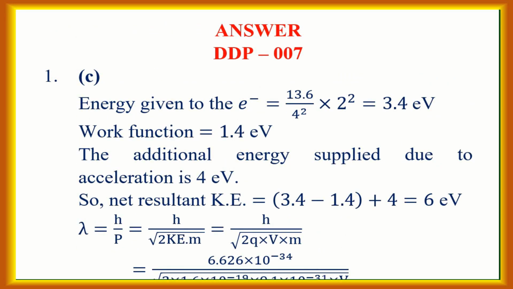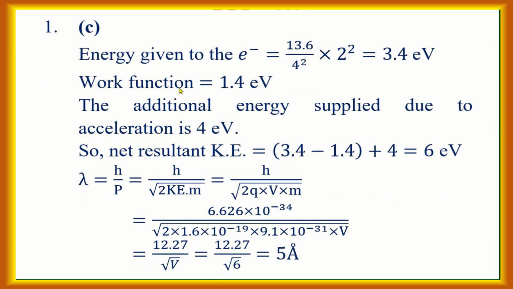Here the energy given to the electron is 13.6 by 4 square into 2 square. That is, the formula is 13.6 into Z square by n square. Here it gives the value 3.4 eV. Work function equals 1.4 eV and the additional energy supplied due to acceleration is 4 eV. Net resultant kinetic energy is 3.4 minus 1.4 plus 4, equals 6 eV.